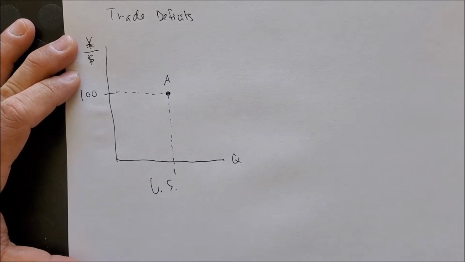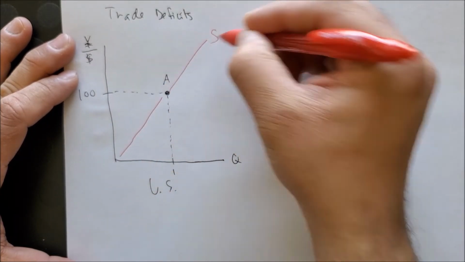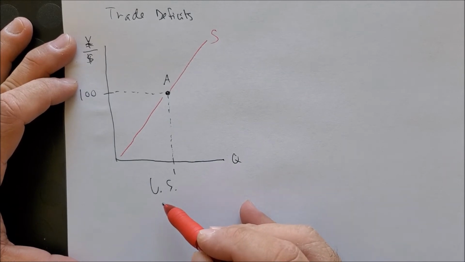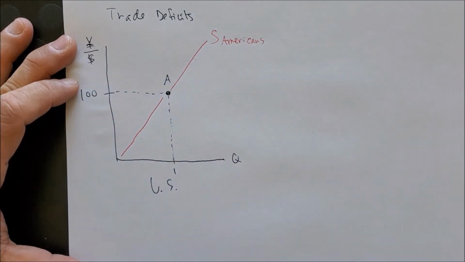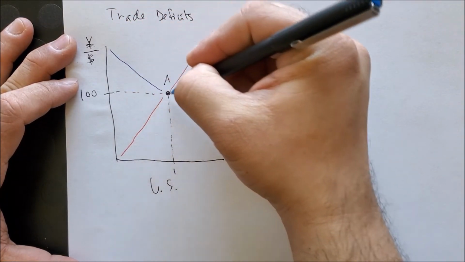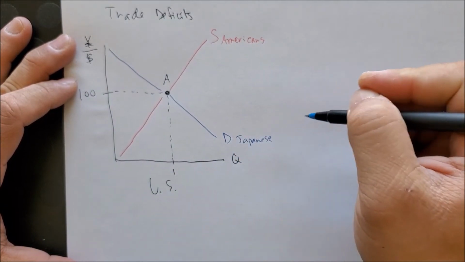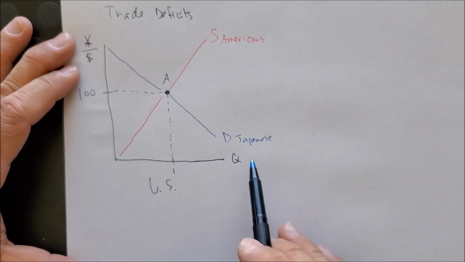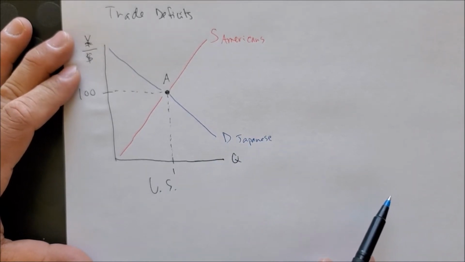So at point A, we now know exactly which groups are going to put together this currency exchange market. We have the supply curve as such. And in the U.S., Americans supply the dollars. So Americans will be labeled on the supply curve. And the demand curve in this market would be the Japanese tourists and business people coming to the United States. Because the Japanese demand U.S. dollars.